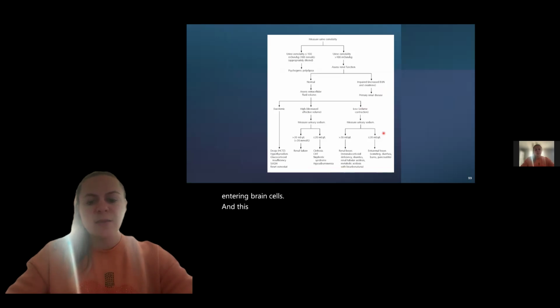And this is looking at what we would do to understand and work through hyponatremia and how we would work up this condition.